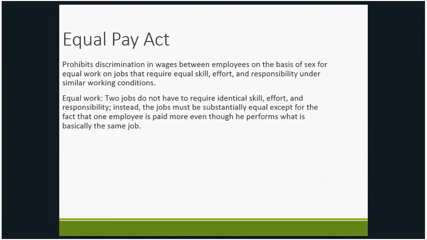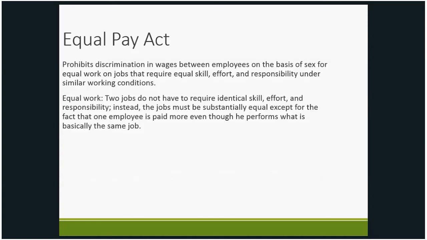The Equal Pay Act prevents discrimination in wages between employees on the basis of sex for equal work on jobs that require equal skill, effort, and responsibility under similar working conditions. In other words, the jobs do not have to require identical skill, effort, and responsibility; instead the jobs must be substantially equal, except for the fact one person is paid more, even though he performs what is basically the same job. So again, we're getting rid of that loophole that these two people's jobs are really different. We're going to look into it.